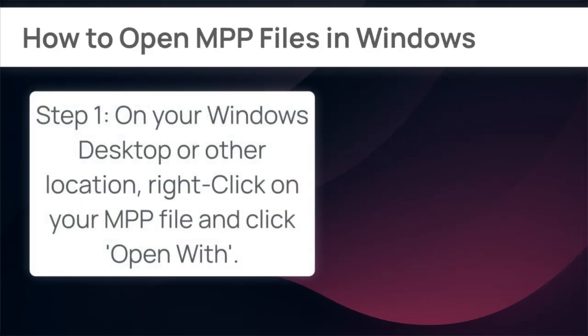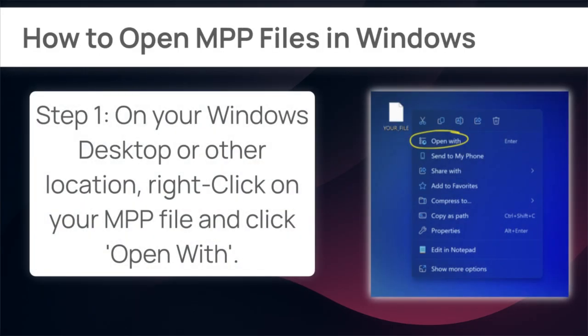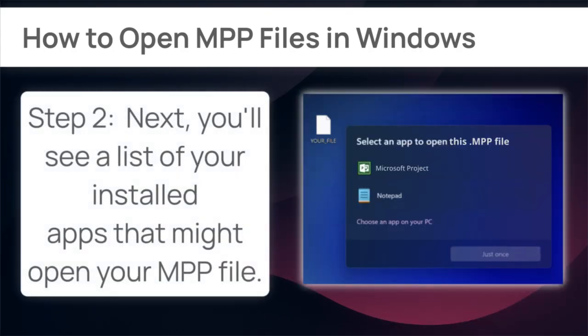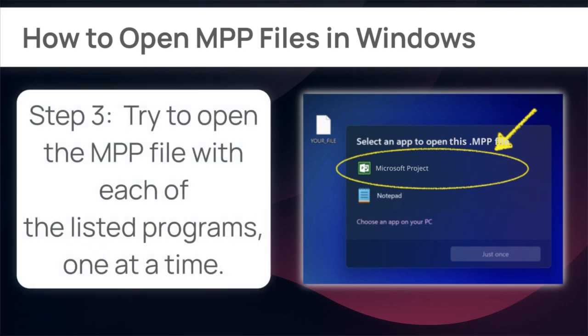Your first move is to identify the possible decoders. Right-click the MPP file and choose Open With. Use Microsoft Project if it is installed. If it's missing, select another program. Testing is the fastest diagnostic method.